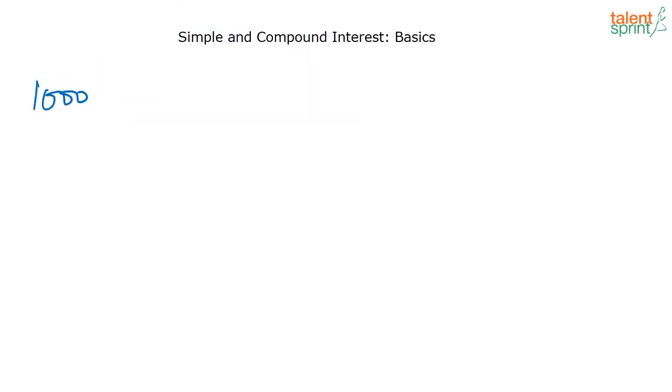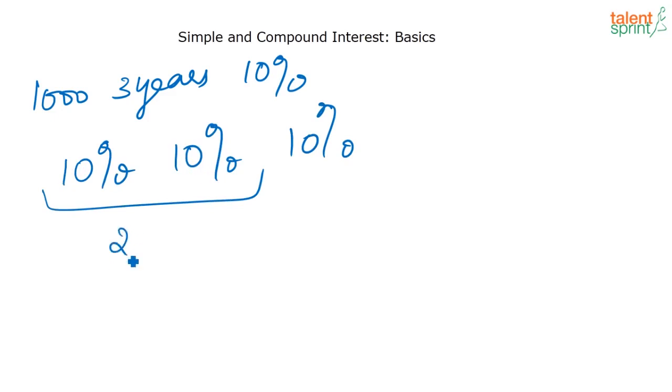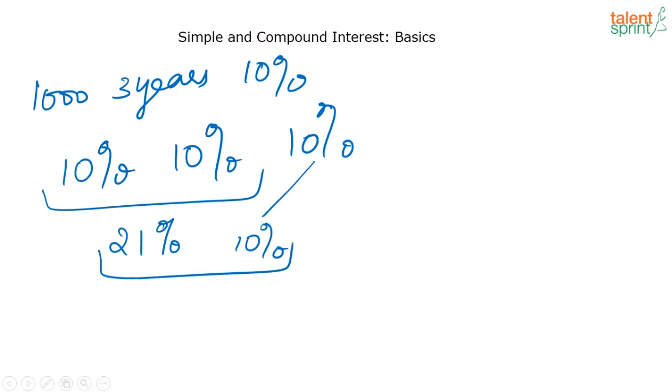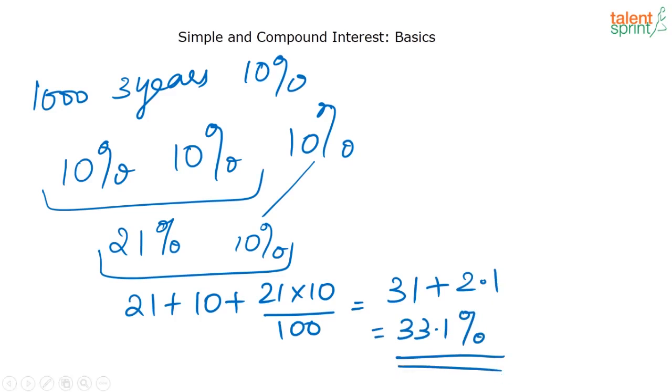I am assuming 1000 rupees I am investing for 3 years at a rate of 10%. So how do I calculate the effective percentage? There are three 10%s, that is for 3 years, correct? So what do we do? Find the effective percentage of these two. We already found it in the previous case, right? The effective percentage you get is 21. Now take this 21 and the remaining 10%. Now find the effective percentage of these two. What is it? 21 plus 10 plus 21 into 10 by 100, that is equal to 31 plus 210 by 100, that is 2.1, which is equal to 33.1%. So this is your net percentage.